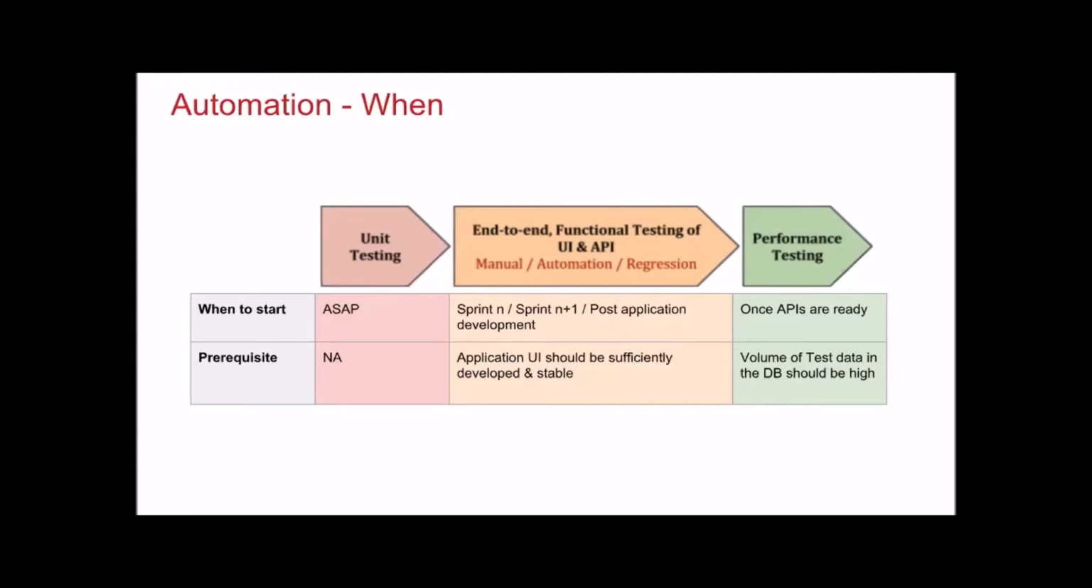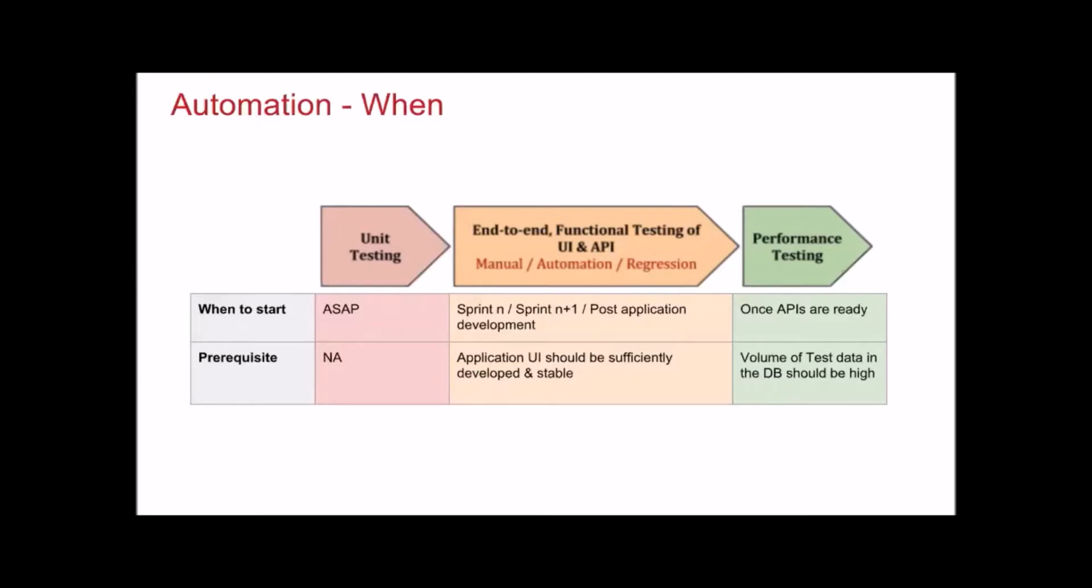If it's done during development of the application, ideally it should be done in the same sprint as development. But sometimes that's difficult to achieve because the sprint cycle goes bigger, and there are other constraints when it comes to automating the UI. So we can also start automating in the N+1 sprint, and I'll explain that when I explain the process. And as I said, performance testing of APIs can be done at any time.